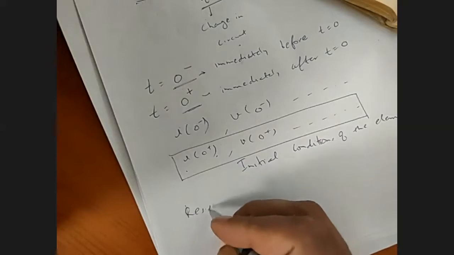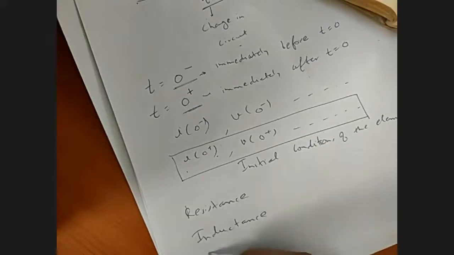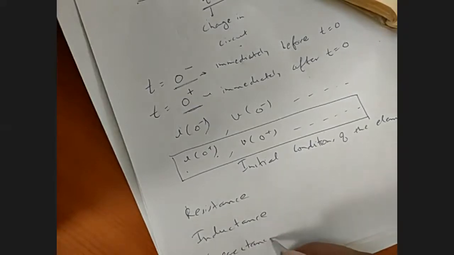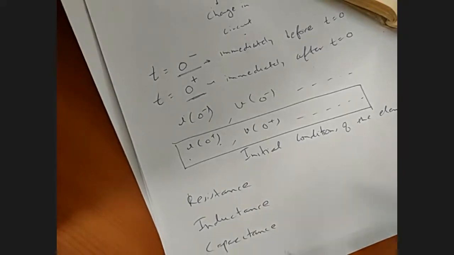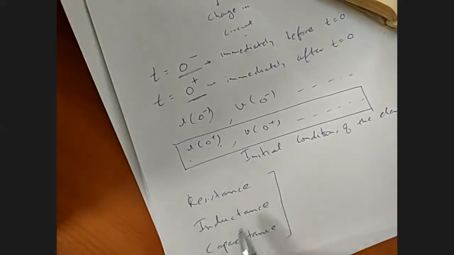So as we know, we have three elements: resistance, inductance, and capacitance. How resistance will behave, how inductance will behave, and how capacitance will behave, is our aim. We have to find out the initial condition of resistance, of inductance, and of capacitance. So first, resistance.